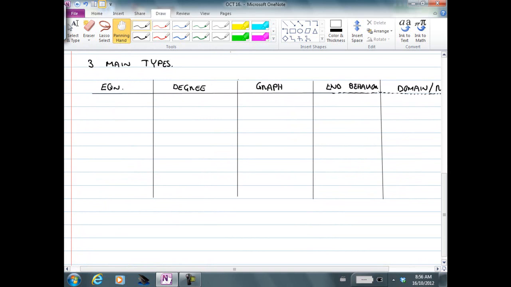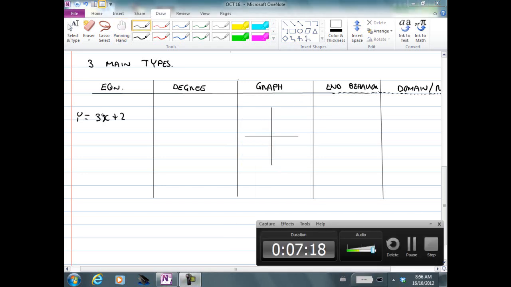This is Y. In grade 10, your teacher taught you an equation. Y equals 3x plus 2. Without my help, guys and gals, I want you to draw a rough sketch. Go. Just imagine, I'm going to pause.